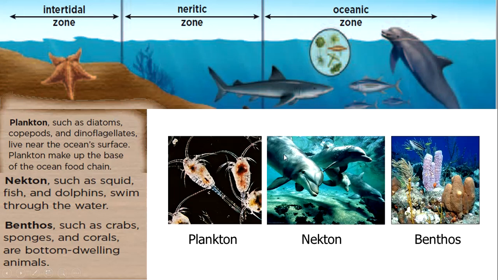So you have here the plankton, you can see the nekton and the benthos. These are the diatoms, copepods, and others that live in the ocean surface. Plankton make up the base of the ocean food chain. Then you have the nekton. These are the fish and dolphins that swim through the water. And then you have the benthos, which has crabs, sponges, and corals that are bottom dwelling animals.